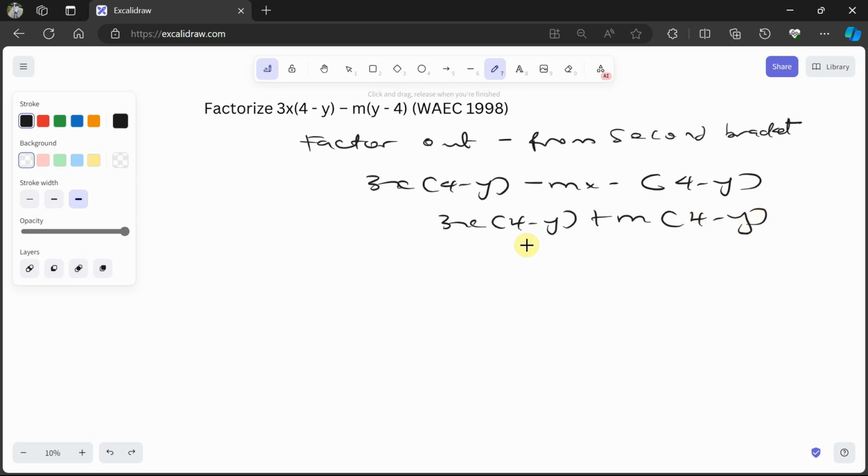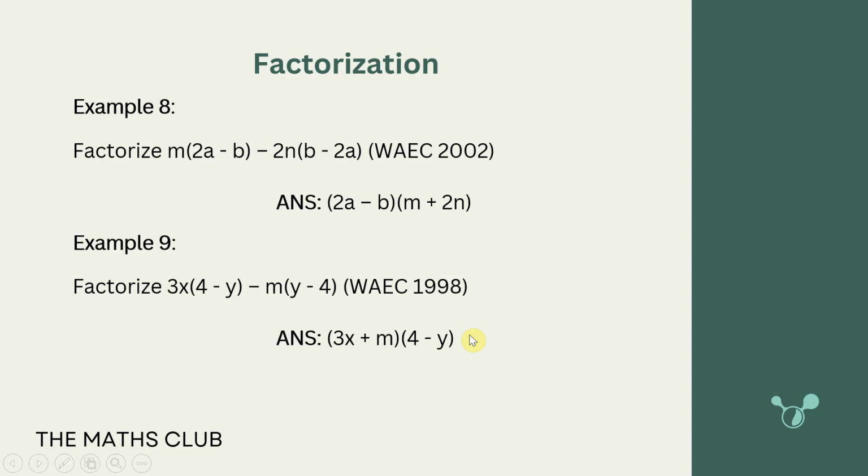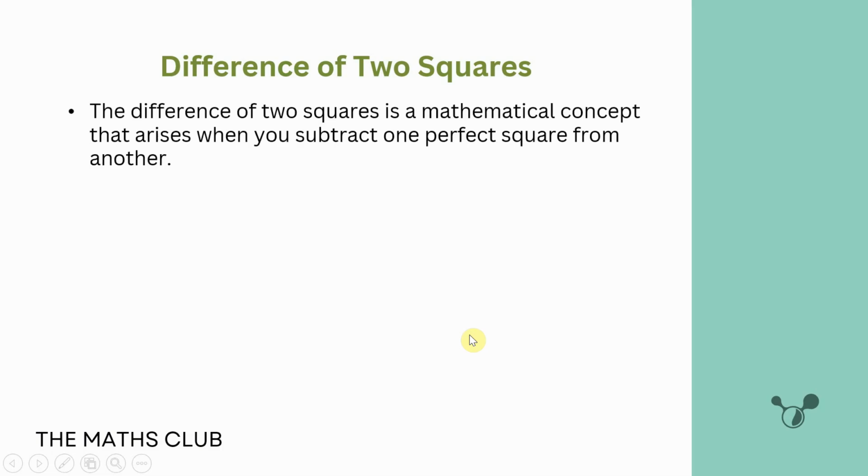So let's put this inside brackets. This will be 3x plus m, then 4 minus y. Simple and short. Let's see if we're correct. 3x plus m, 4 minus y. Great. This leads us to difference of two squares.